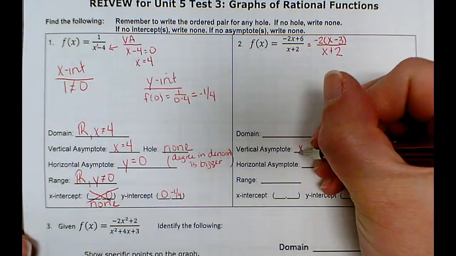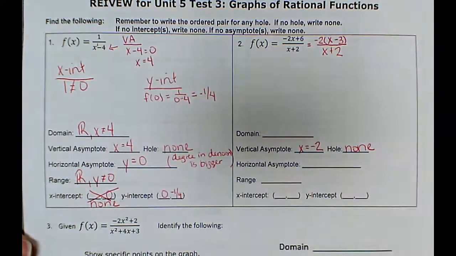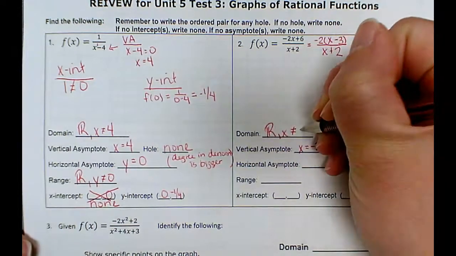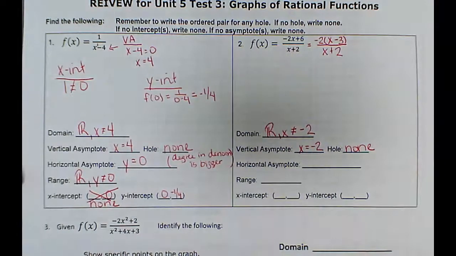So the vertical asymptote is x equals negative 2. And that happens to be the x value that I take out of the domain. So the domain is all real numbers except x can't be equal to negative 2.